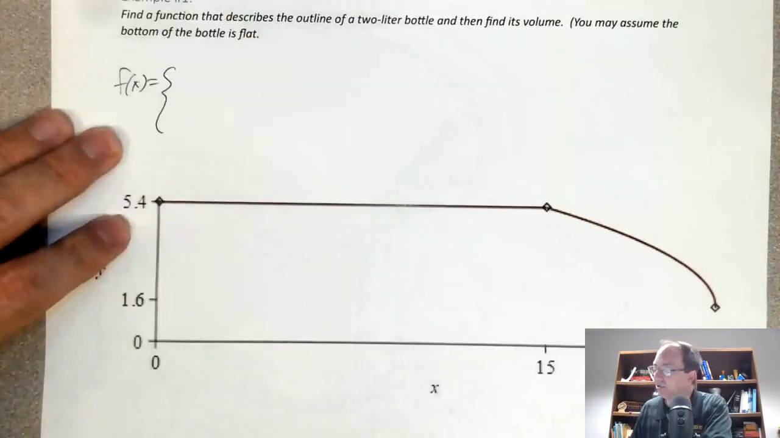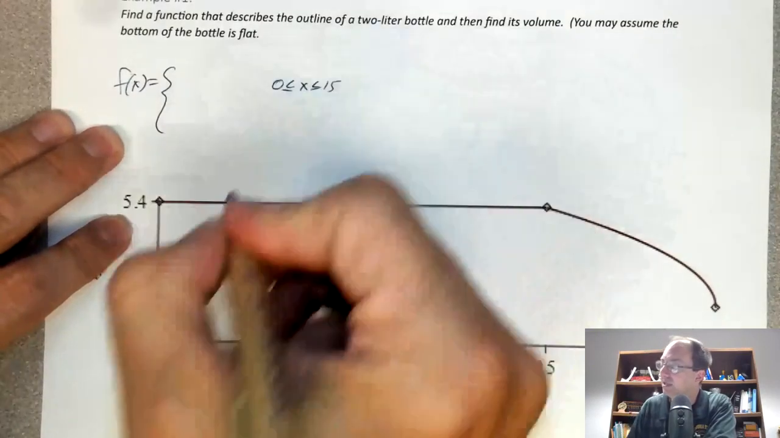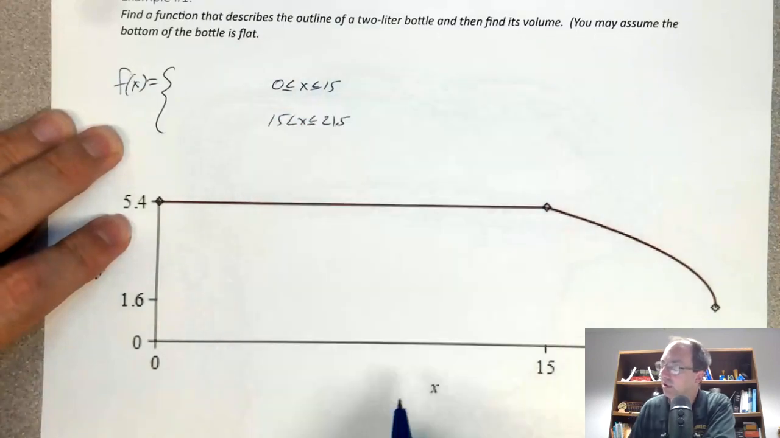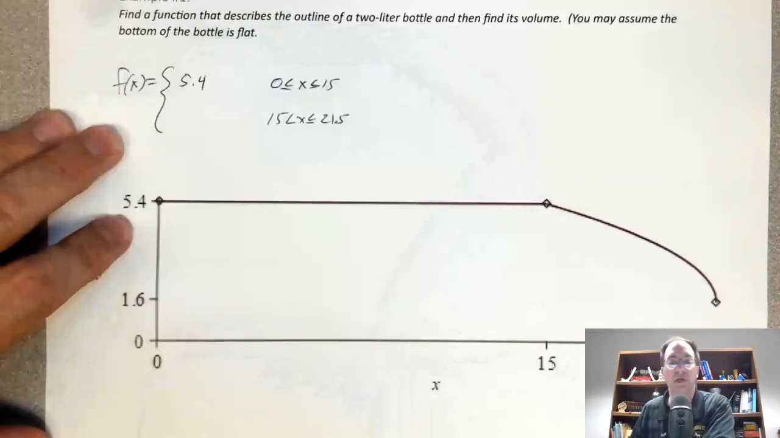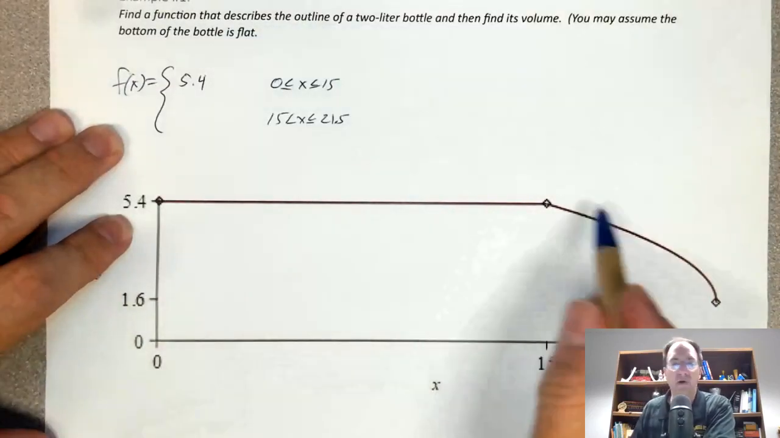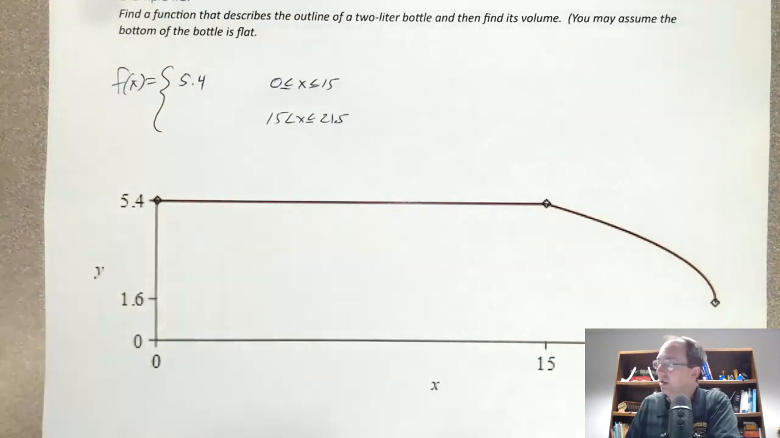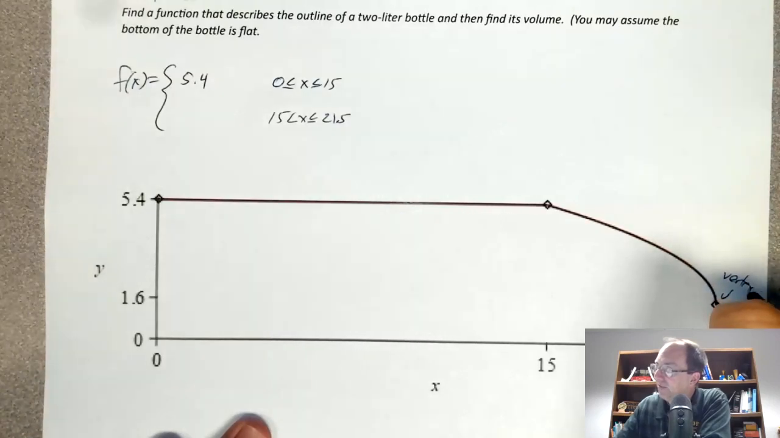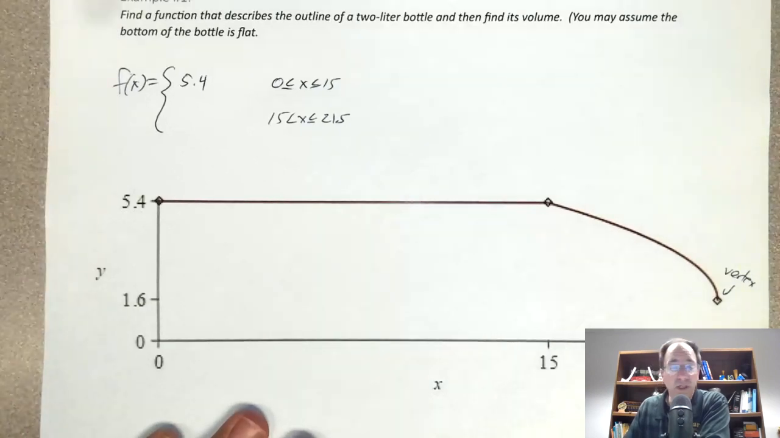Notice it's a piecewise function where our domain ranges from 0 to 15, and then 15 to 21.5. The first function, of course, is not bad. That's 5.4, just a horizontal line. But it's this curved part that's a little more interesting. So let's assume that's a parabola. And if it's a parabola with a vertex right here, then we have enough information to calculate that as a function of, let's do x as a function of y.